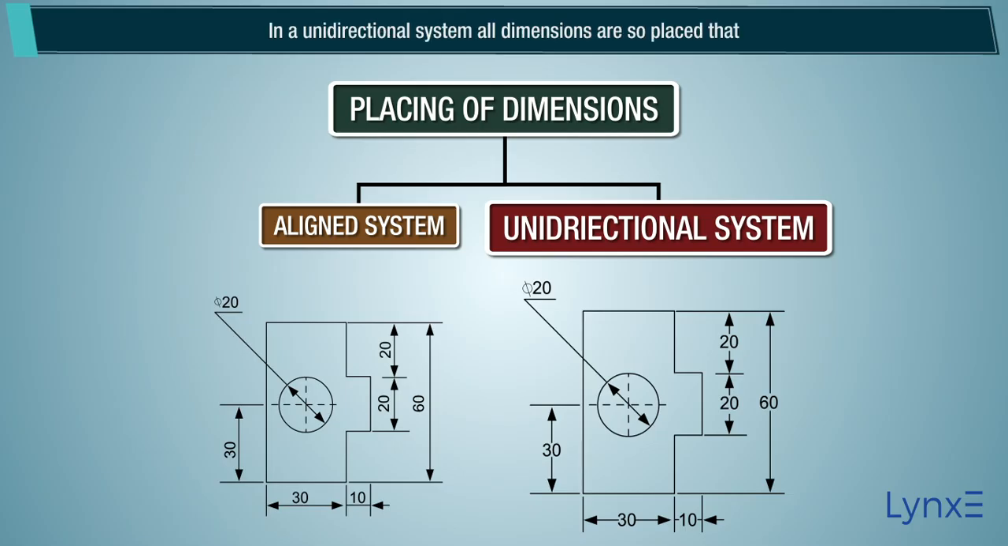Unidirectional system. In a unidirectional system, all dimensions are so placed that they can be read from the bottom edge of the drawing sheet. The dimension lines are broken near the middle for inserting the dimensions.